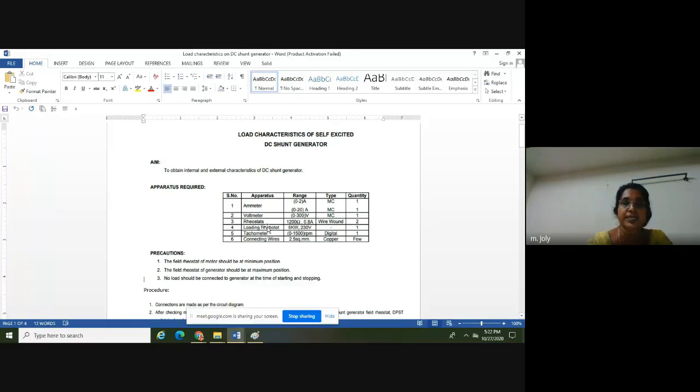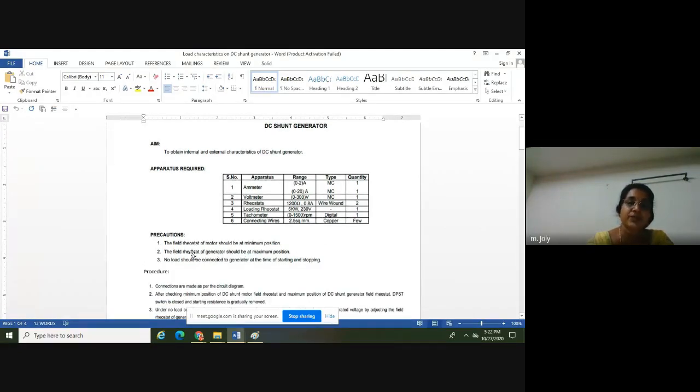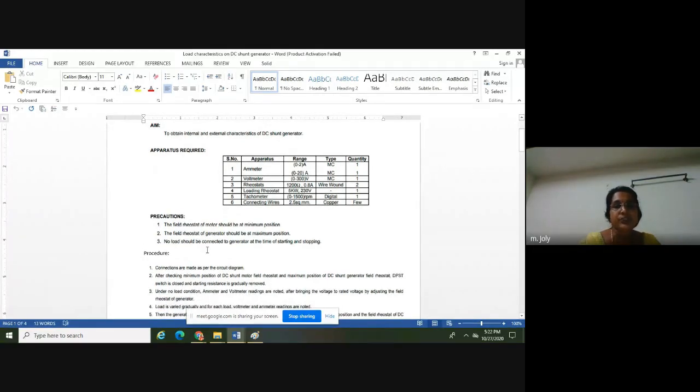Here also the ammeter, voltmeter, rheostat, then loading rheostat, tachometer, and connecting wires are given. Then the precautions are again the same. The motor field rheostat should be kept in the minimum resistance position, and the generator field rheostat kept in the maximum resistance position. Why? Because at the time of starting the motor, the maximum current should come, so we connect the field rheostat in the minimum resistance position. Also, no load should be connected to the generator at the time of starting. At the time of starting, you should not load the generator.